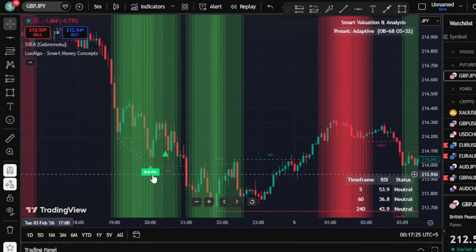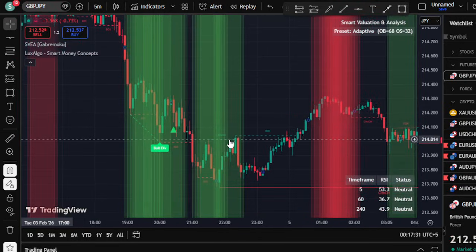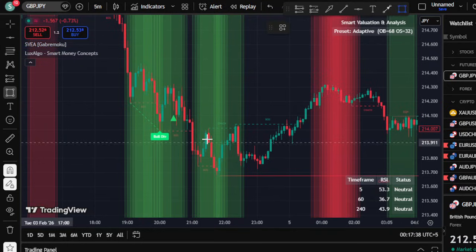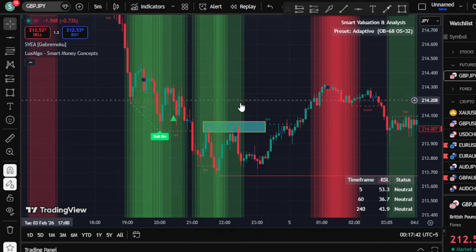There is a bull divergence, but the break of structures were bearish. Yes, here we have the bullish change of character after the bull divergence. Now again, remember my words: the retail traders will immediately enter into buy positions exactly from here, and then the price will go against them.